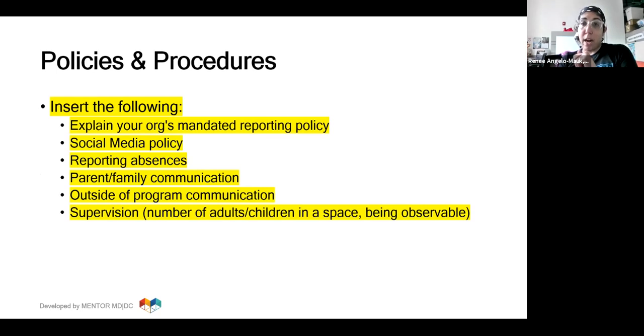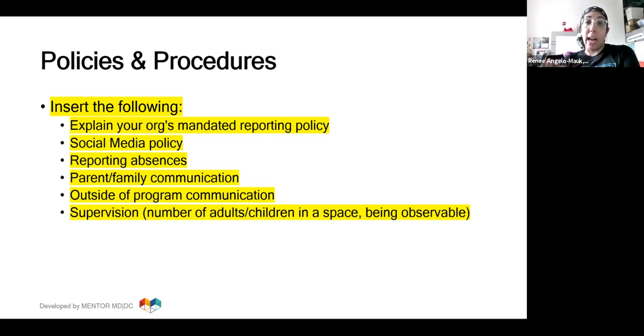Policies and procedures. We talked about having a procedure manual earlier. This is a great time to ideally hand that out and go over those things. What is your mandated reporting policy? Pro tip, there is an online mandatory reporter training on the Baltimore Child Abuse Center website that anybody can register for. But if you have a certain policy, that needs to be communicated as well.